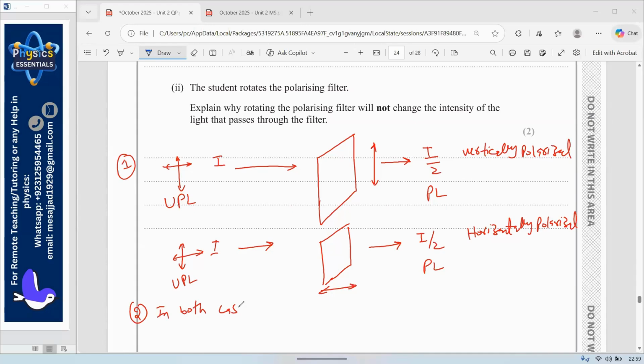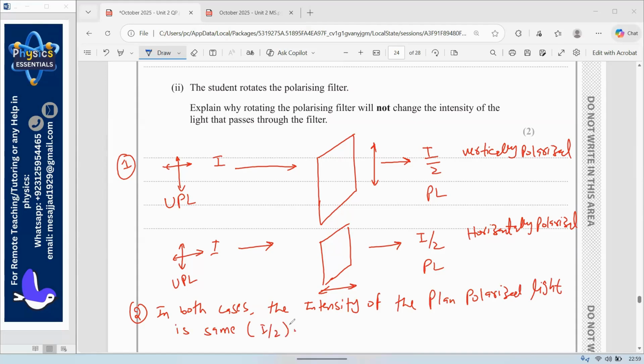And the second point is, in both cases the intensity of the plane polarized light is the same, which is I by 2, as compared with the initial intensity, which was I.